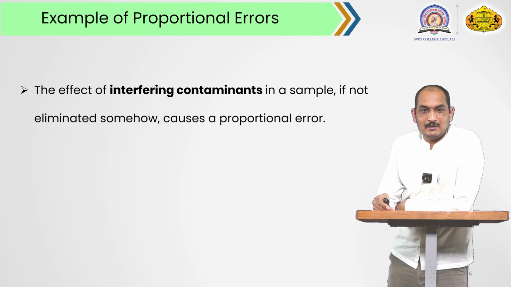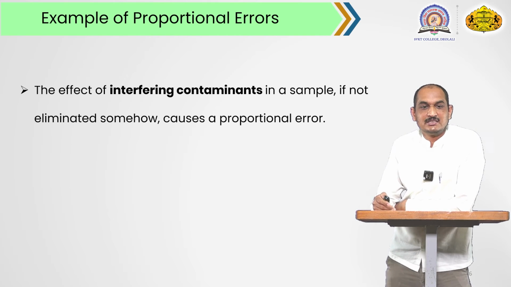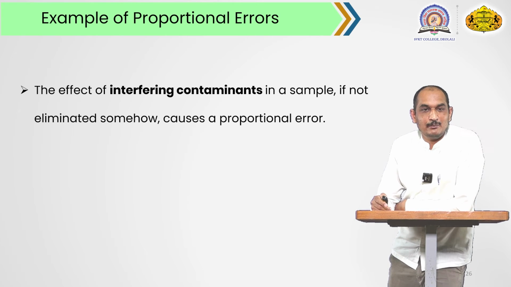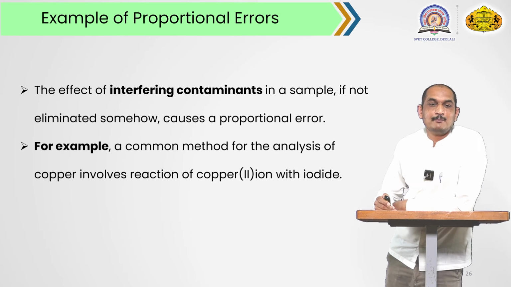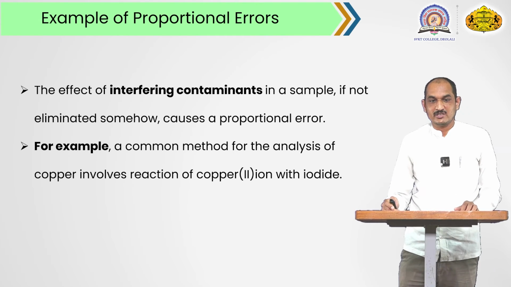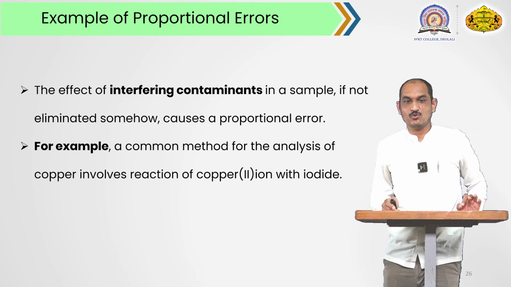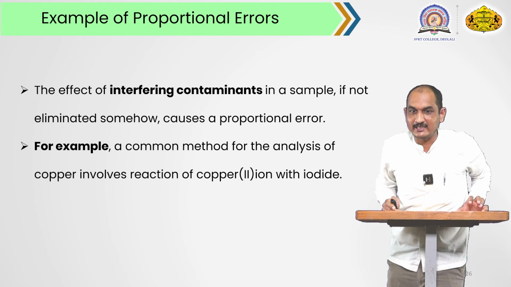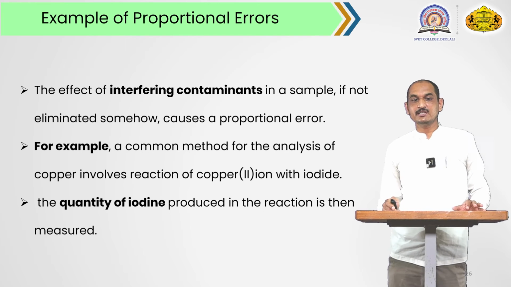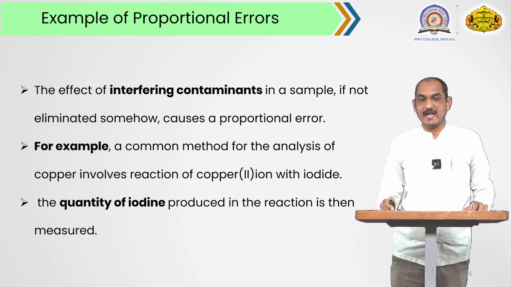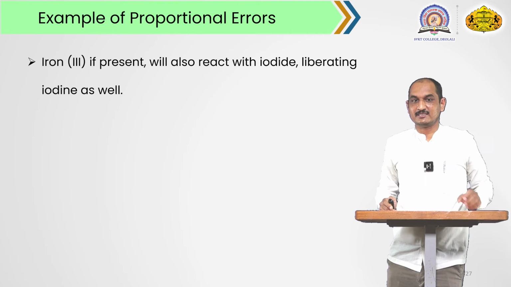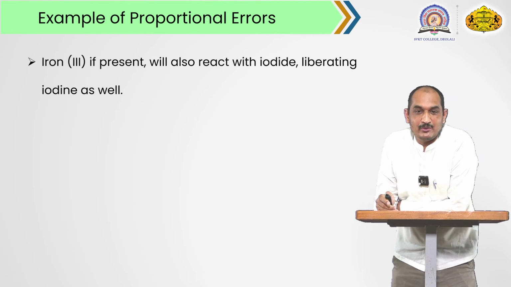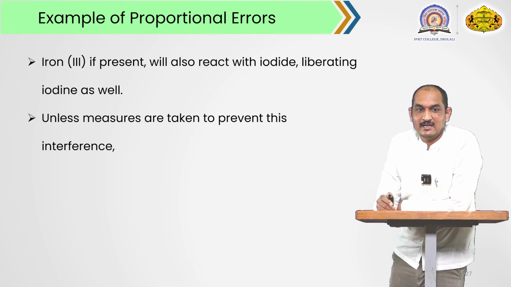Then some examples of proportional error. We know that the effect of interfering contaminants in the sample, if not eliminated, somehow causes a proportional error. An example of that proportional error is a common method for the analysis of copper, involving reaction of copper(II) with iodide. The quantity of iodine produced in the reaction is then measured. If iron(III) is present, it will also react with iodide, liberating iodine as well.